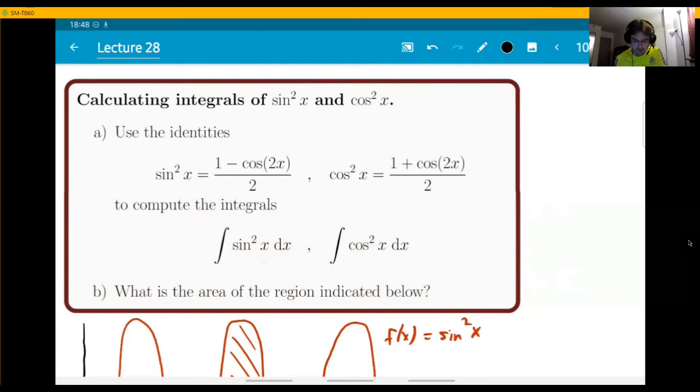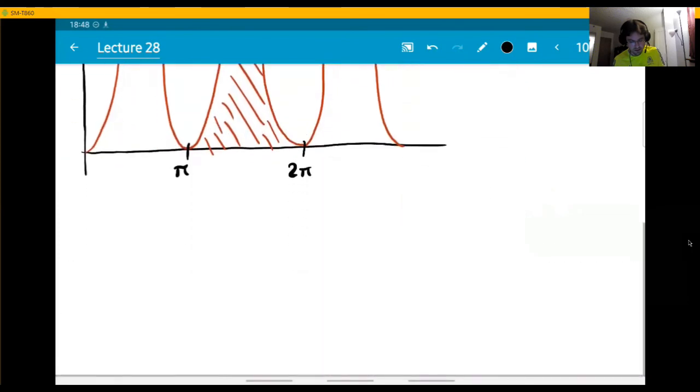In fact, just looking at this integral, it's not very easy to understand how to do it. But using this formula will allow you to do that. So let's go ahead and do it. For item A, this graph up here regards item B, so we'll go back to that later.